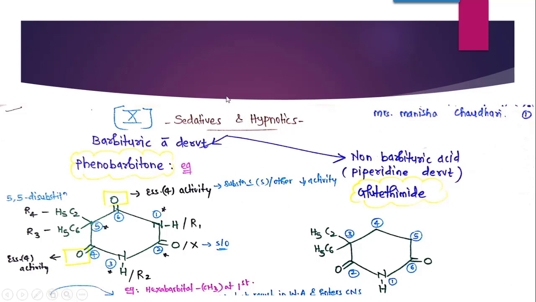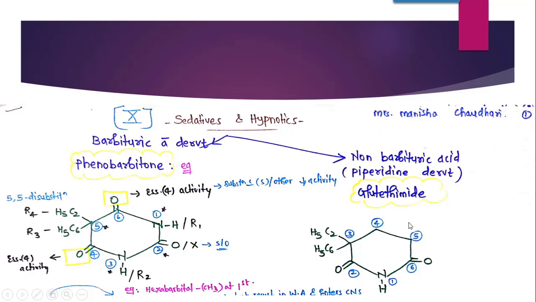As you all know, sedative and hypnotics are basically barbituric acid derivatives or non-barbituric acid derivatives. In case of barbituric acid derivative, for today's video we are considering the example of phenobarbital, and non-barbituric acid derivative is nothing but this. If you see this structure, 2 nitrogens and 3 ones. In this, 1 nitrogen and 2 ones, that means 1 nitrogen and 1 one is reduced.